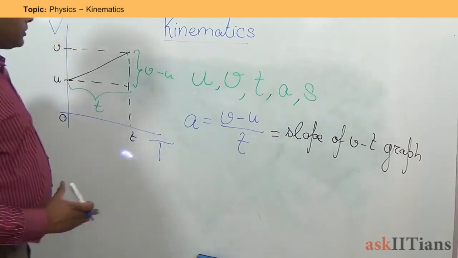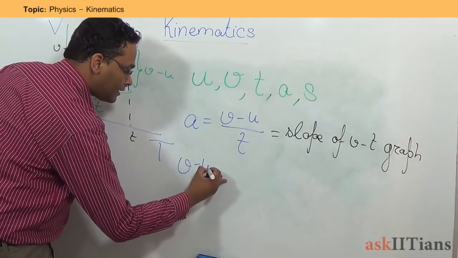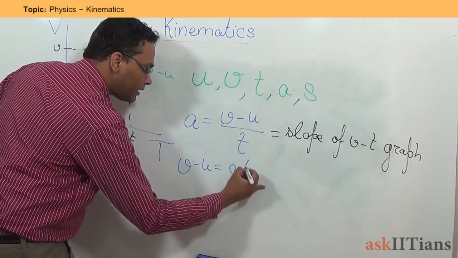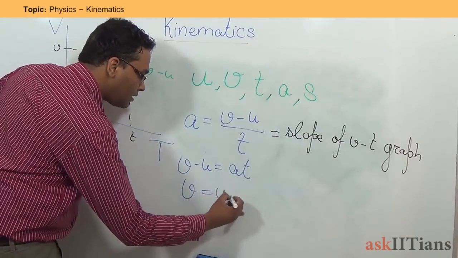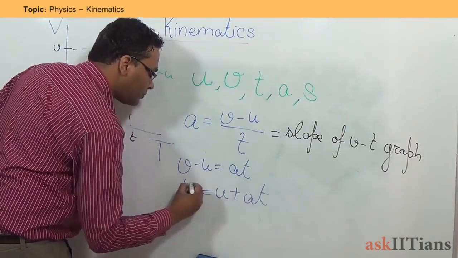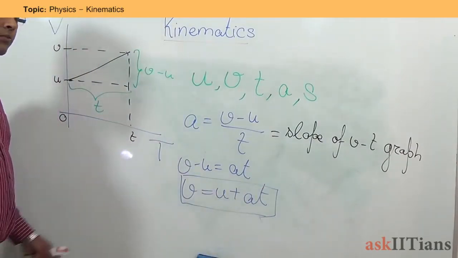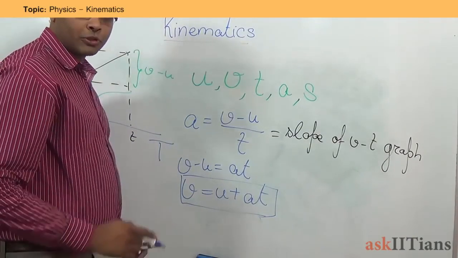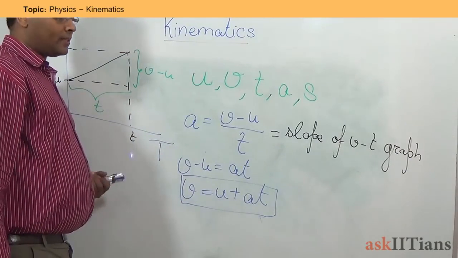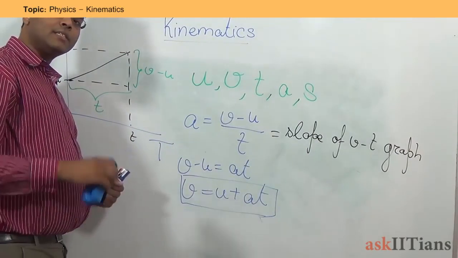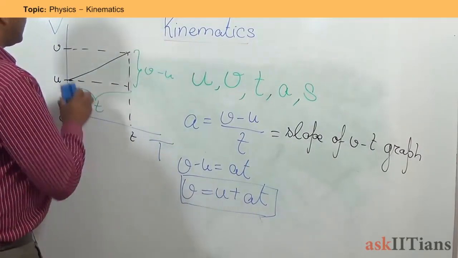Now, if I want to simplify this particular expression, what will I get? I can simply say that v minus u is equal to a into t, or the final velocity is given by u plus a into t. So this is what is known as the first equation of motion. Okay? So this is what I am doing using a graphical method. I will be deriving these equations again using something that you will be studying later on in mathematics, that is calculus.